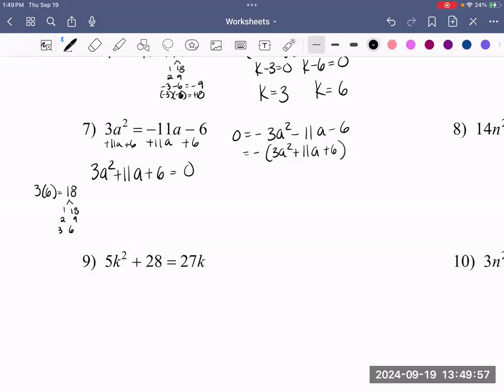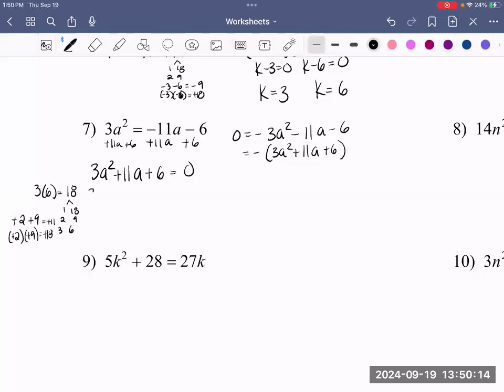Of these factors, how can we get to 11a? Well, we can use 2 and 9. To get to a positive 11, we want to add 9 and add 2. And when we multiply them back together, we'll get a positive 18.